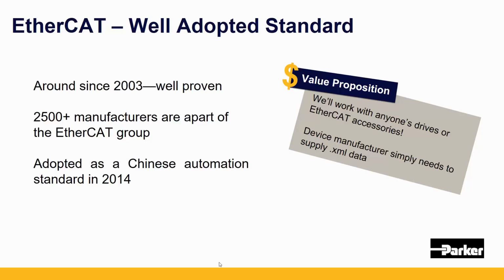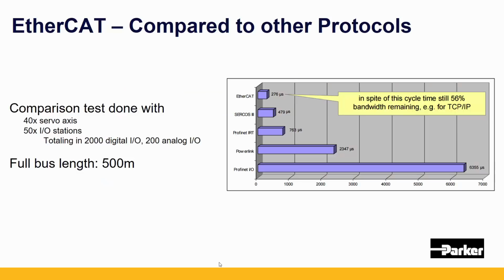When people mention Ethercat, yeah, it's a very unique and interesting technology, but what does it really get you? The very first thing that people start talking about is the speed of Ethercat. So this was a test that was done by the Ethercat group, which Parker is a part of, and they did a comparison test, and they said, okay, we have a 40-axis system with 50 various I/O stations.